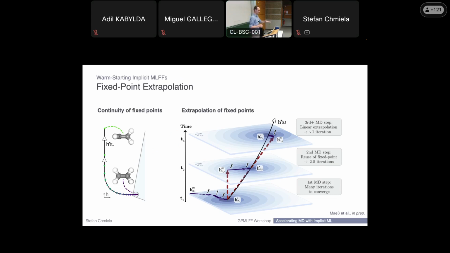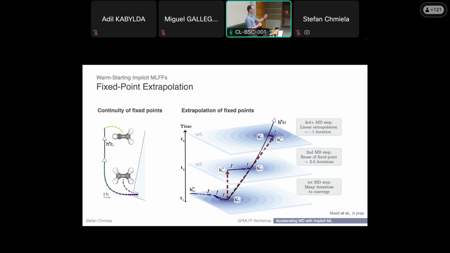So at the very bottom, you see the first MD step. Each layer represents the fixed point equation that the implicit neural network imposes. It's a bit different in each time step because it depends on the geometry, right? In the first time step, you can see that we have no good initial guess. So we start from a generic solution, and it takes us several steps to reach the fixed point, right? And then we can apply the readout layer and get the energy and the forces.